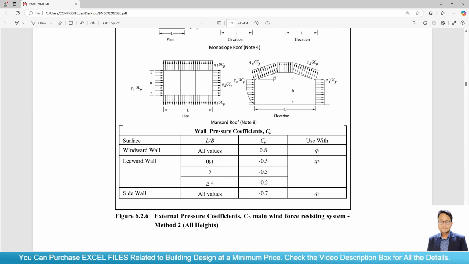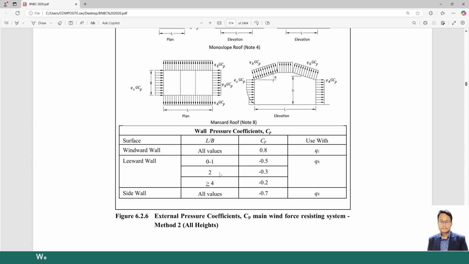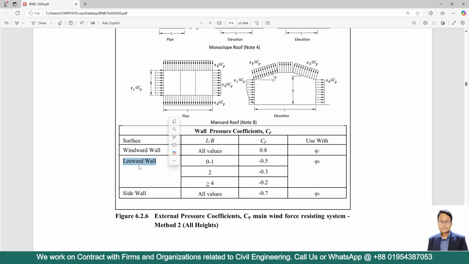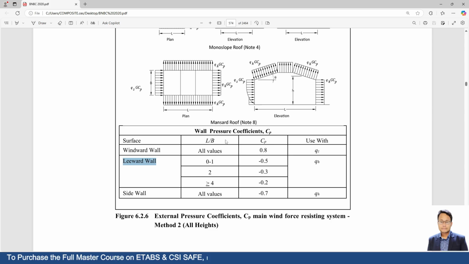But if the value is between 1.1 to 1.9, in that case we have to make interpolation to get the value of Cp. If the value is between 2.1 to 3.9, again we have to make interpolation so that we can get the actual value of Cp. So from here you can understand that for the leeward wall the value of Cp is not constant, but for the windward wall whatever the value of L and B doesn't matter at all. The value is constant, which is 0.8.